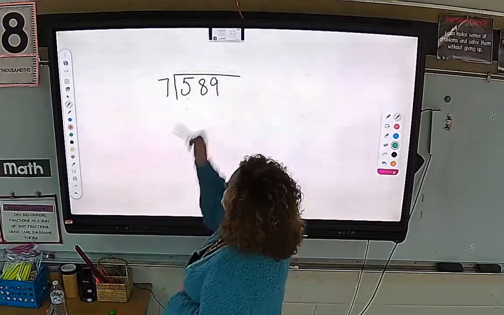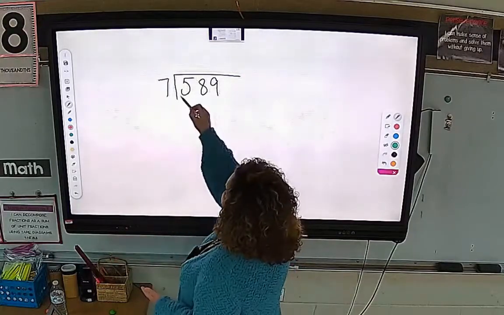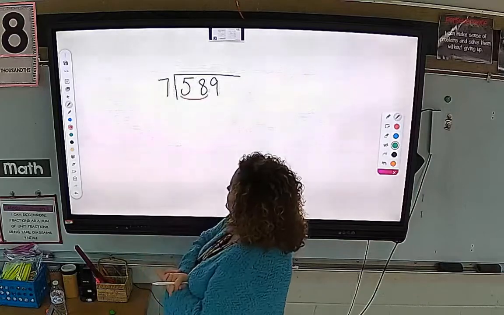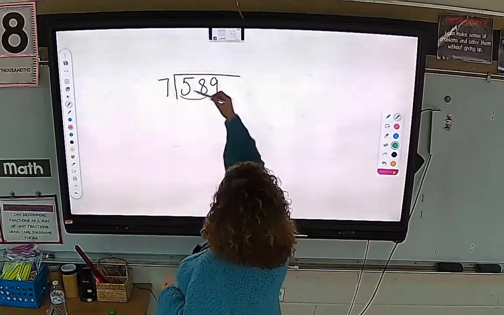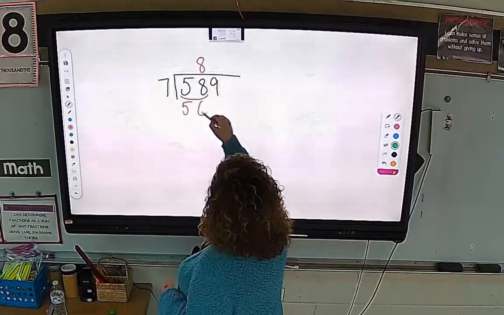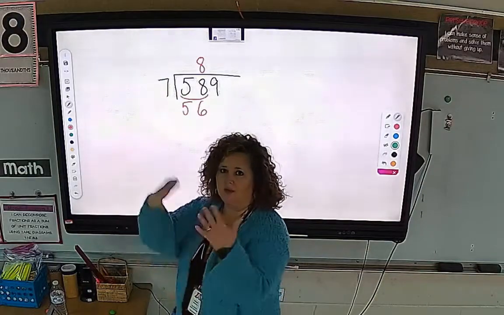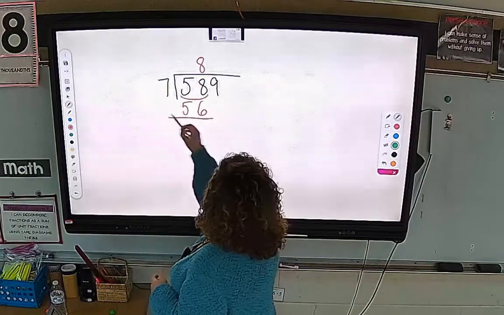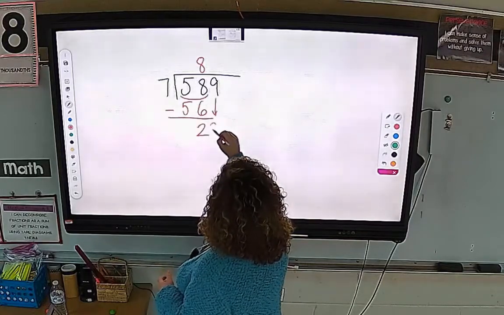How many 7s can I get out of 5? 0. How many 7s can I get out of 58? Well, let's think of our multiplication facts. 7 times 8 is 56. That's as close as I can get. I want to get as close as I can without going over or getting too big. So I'm going to subtract that, get 2, and then bring down the next digit.